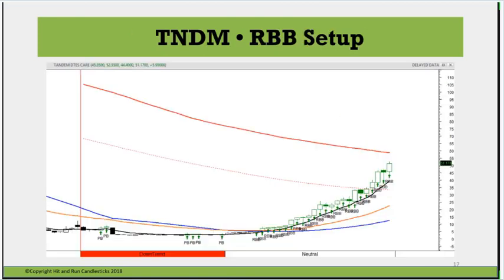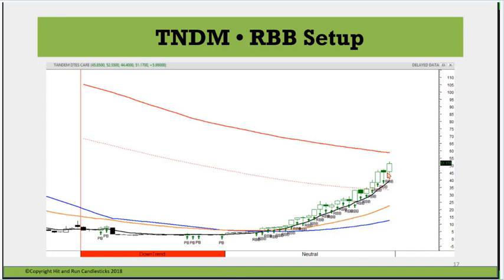Absolutely beautiful. Here is the weekly chart. And here, this one I did right, TNDM. This is the weekly chart. Look at that right there. And by the way, there's your pinball setup. But look at that RBB setup. Look how that stayed above the T-line.